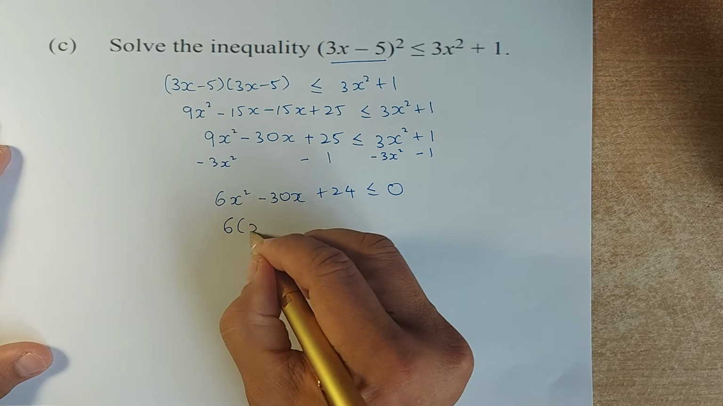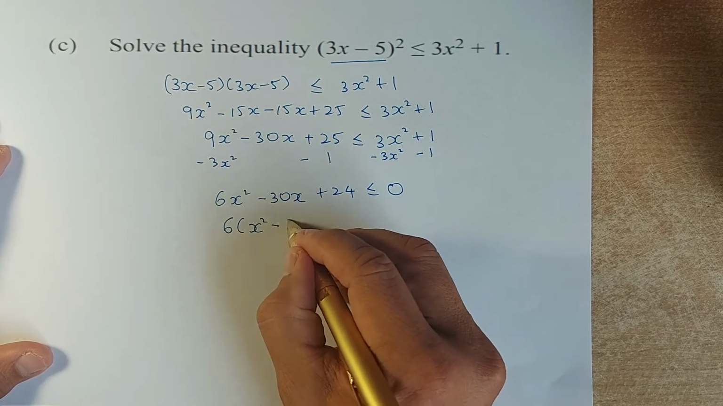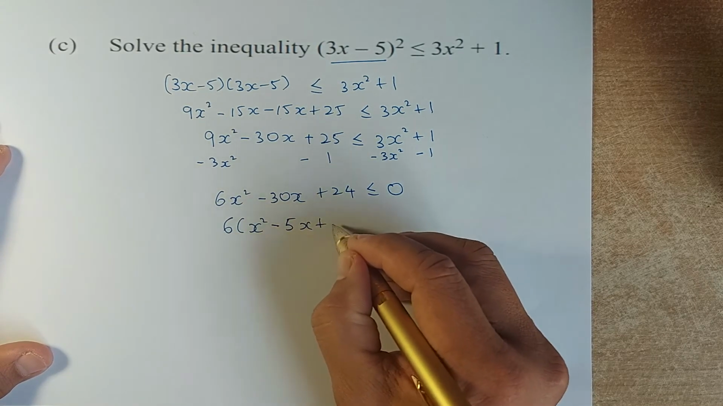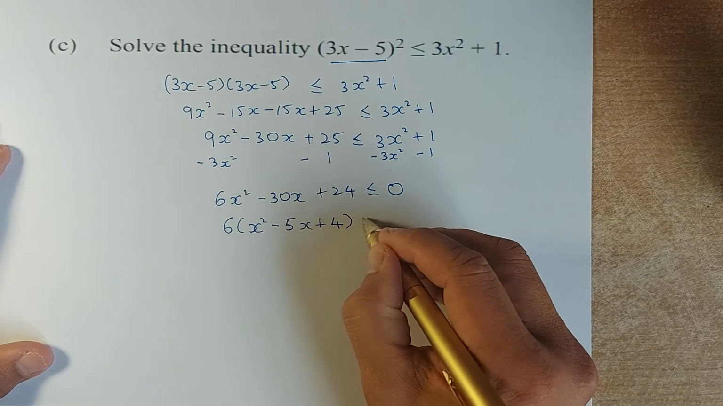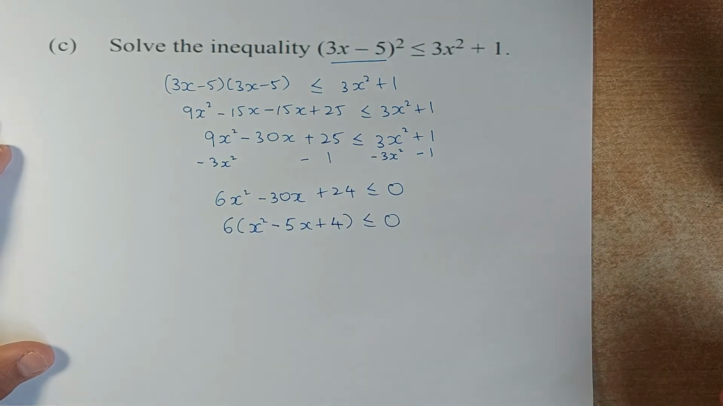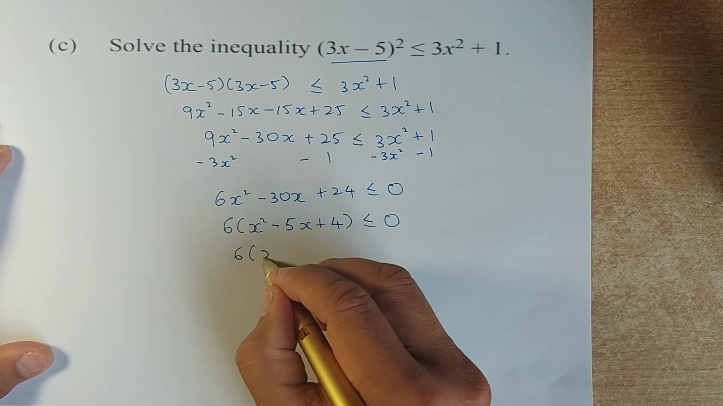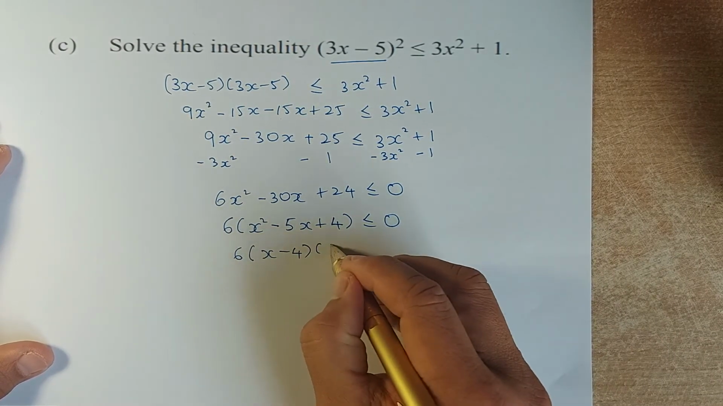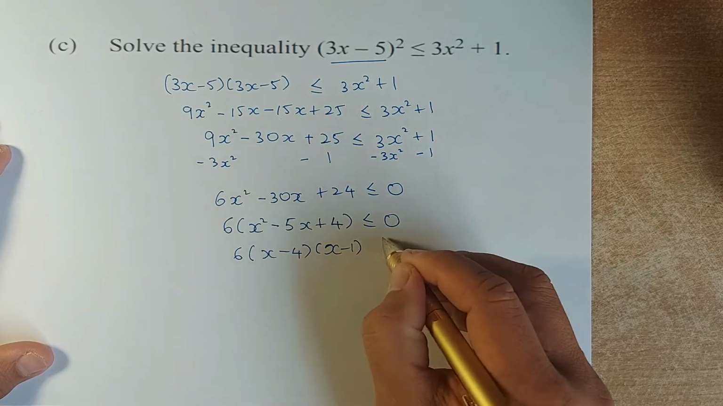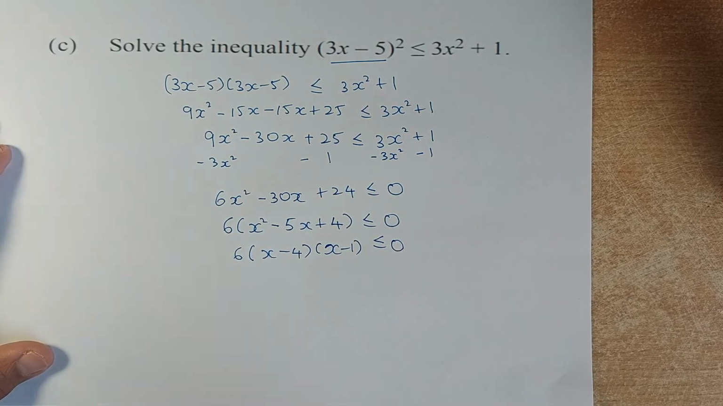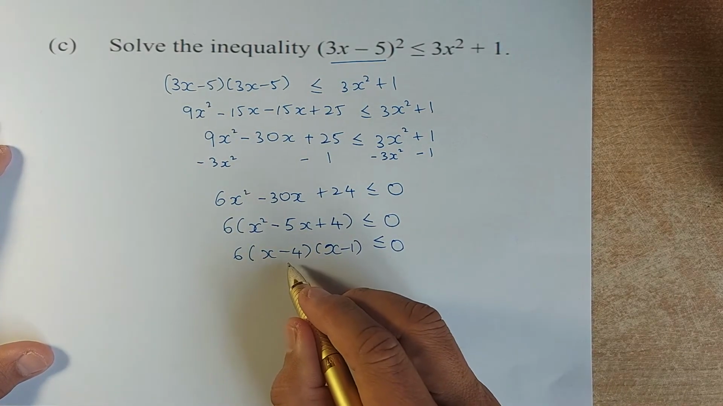6 is a common factor. 6x squared minus 5x plus 4 is less than 0. If you factorize it, it's going to be 6 bracket x minus 4, x minus 1 is less than 0. Okay, this is the tricky part. You know the answer is going to be 4 and 1.